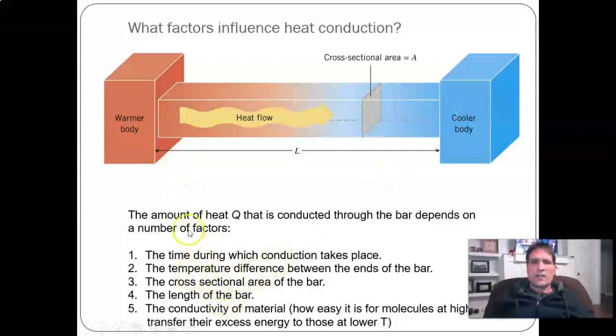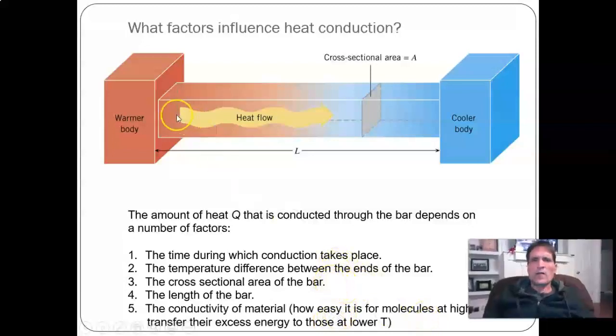The amount of heat depends on the temperature difference, right? The bigger the temperature gradient between the warm body and the cold body, the more heat will be transferred through the metal rod. So it depends on the temperature difference, and that's positive. Larger temperature difference, more heat transfer. Longer time, bigger T, more heat transfer. Bigger conductivity, more heat transfer.